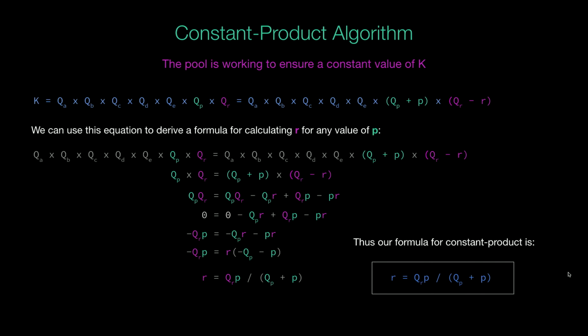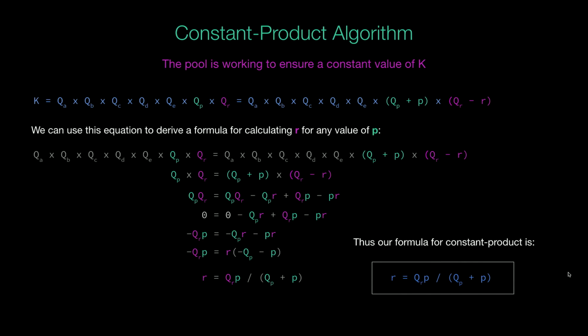Anyways, the point is, this is how you can set this up, and then we can use this formula to code into our program. Since we already know these two quantities, QR and QP, all we have to do is feed a value of P, and we will get a value of R. That's how this is going to work every time.